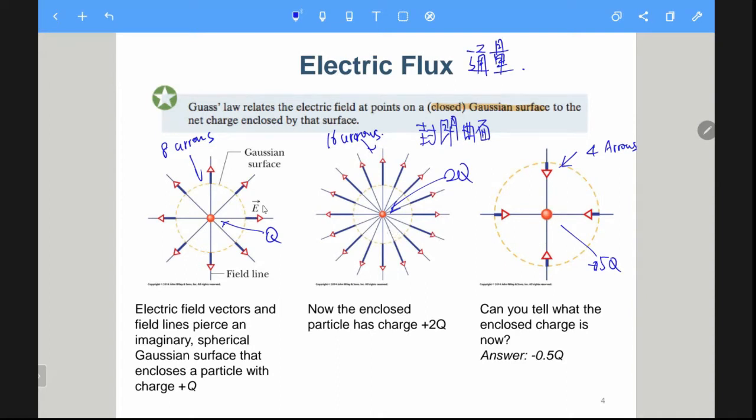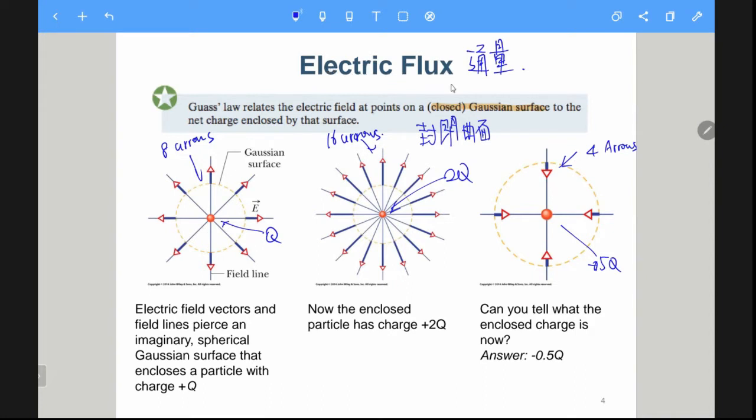In space, we can define any closed surface or any Gaussian surface, and count how many arrows go through it. This certainly tells us how much charge is inside the area. As we know, if there are 8 arrows going out, there should be a positive charge Q here. We have 16 arrows here, so this charge is positive and it is 2Q. And we have 4 arrows going inside, so it should be negative 0.5Q here. So this is the simple concept about the electric flux.